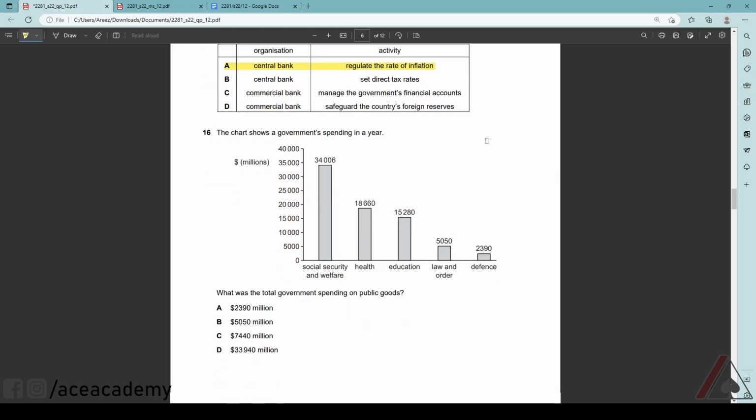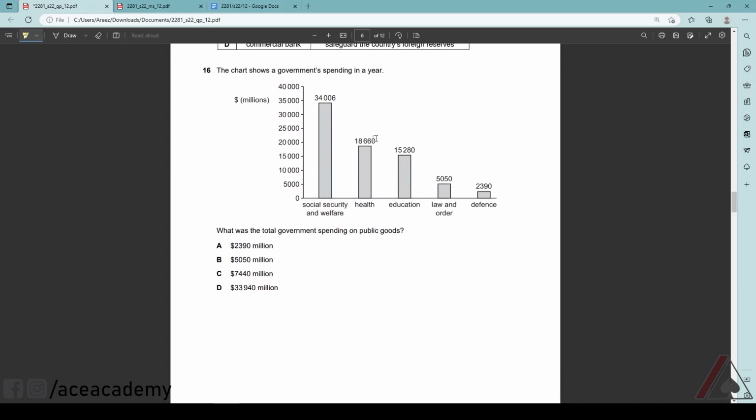Regulate the rate of inflation. The chart shows a government spending in a year. Okay, so this is in millions. Social security, health, education, law and order, defense. What was the total government spending on public goods? Okay. What are public goods?